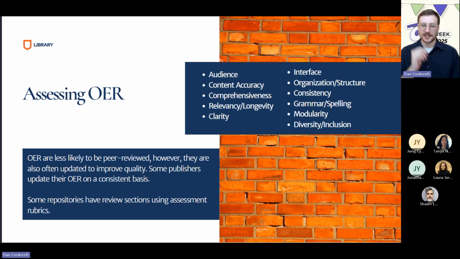So those categories include audience, content accuracy, comprehensiveness, relevancy, longevity, clarity, interface, organization, consistency, grammar and spelling, modularity, and diversity and inclusion. So all kinds of things. This is also the rubric I use when I'm evaluating OER textbooks for use in courses. So that's freely available.